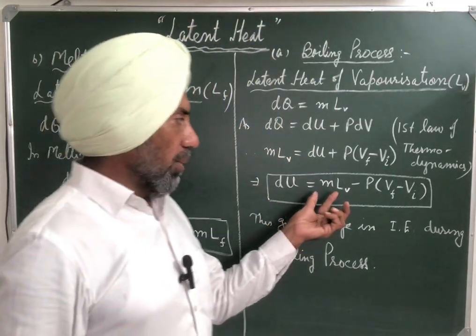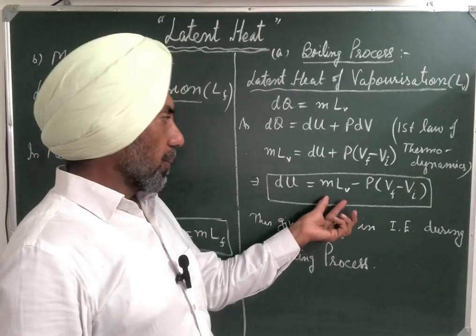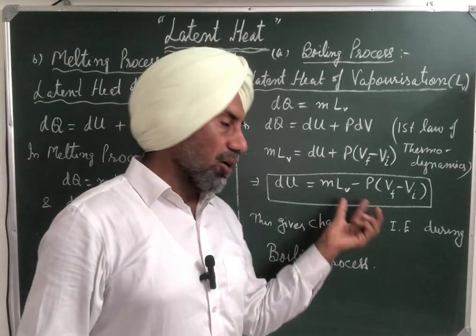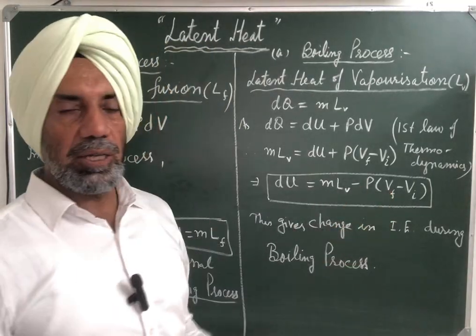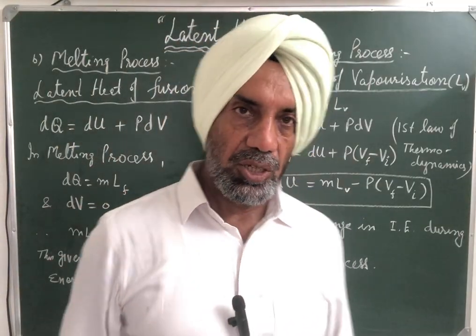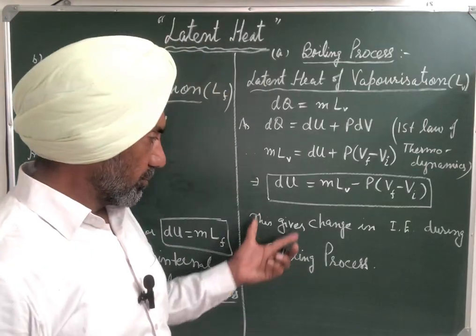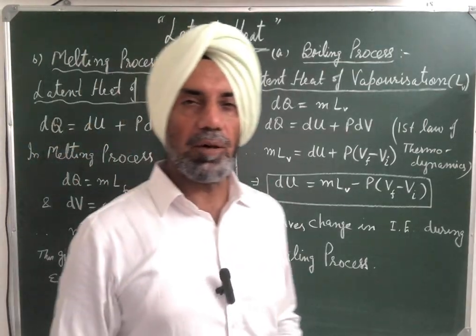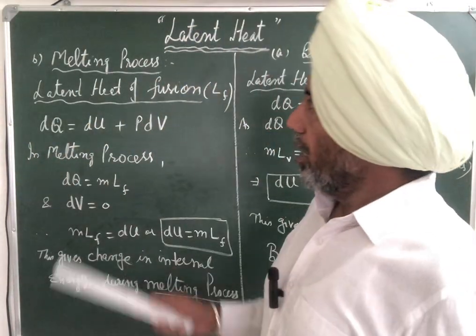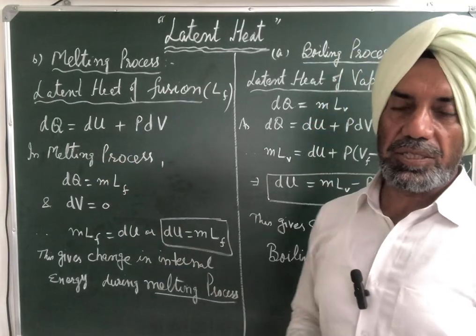So knowing the mass to be converted, latent heat of vaporization, initial volume, final volume and pressure, we can find the change in internal energy of the system using this first law of thermodynamics. Now second is the melting process.